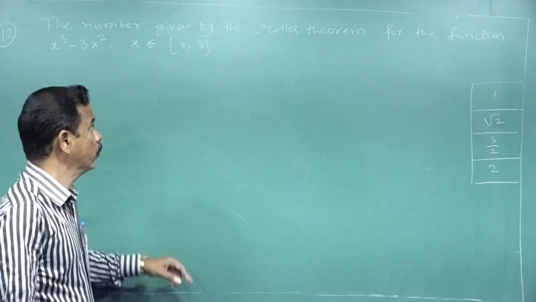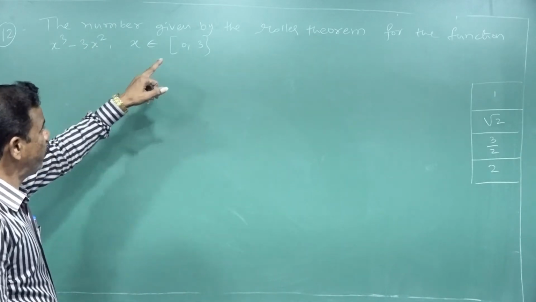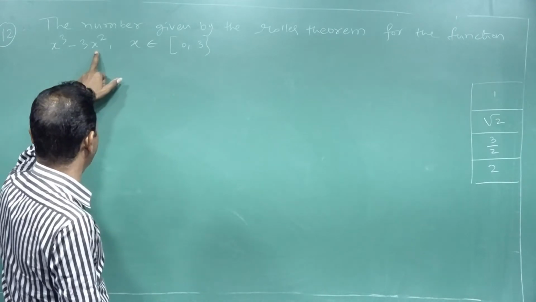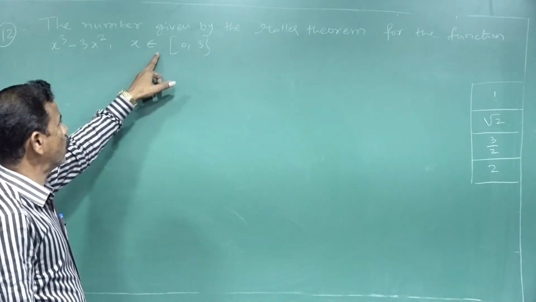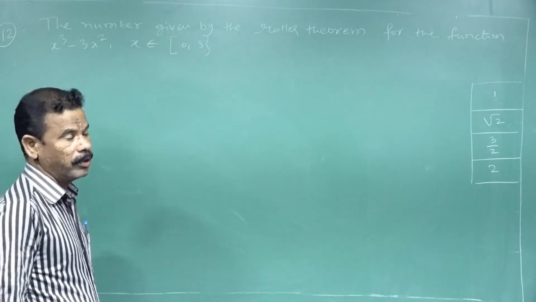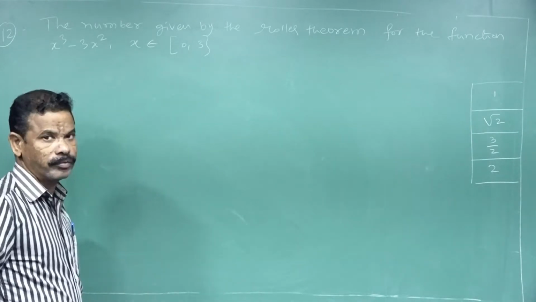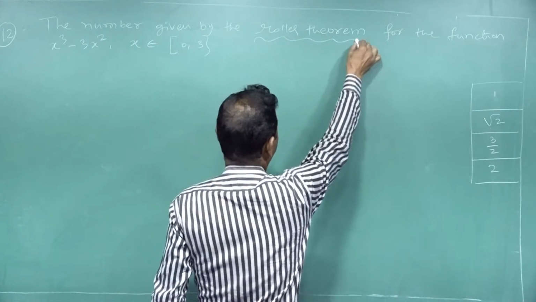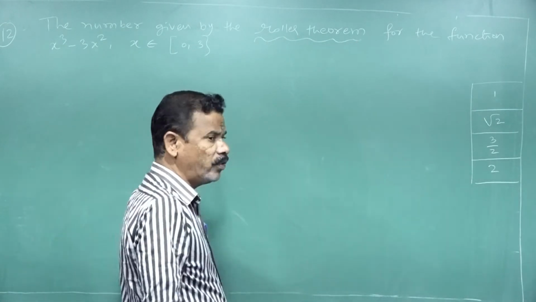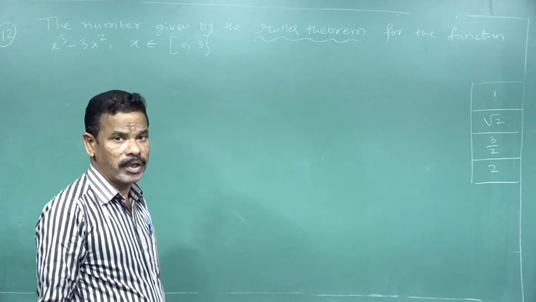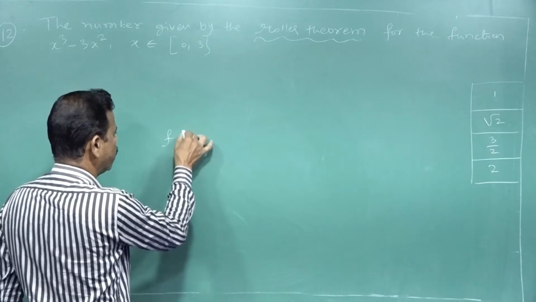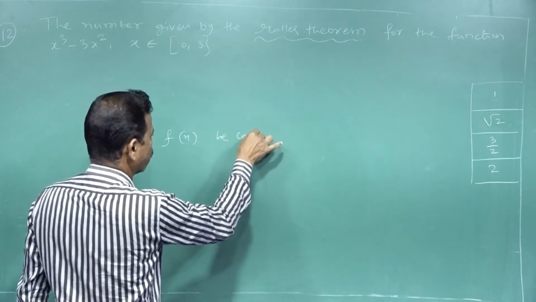Next, the 12th question. The number given by Rolle's theorem for the function x³ minus 3x², where x belongs to the closed interval 0 to 3, using Rolle's theorem. Actually, what is the definition of Rolle's theorem? Suppose f(x) is a continuous function.